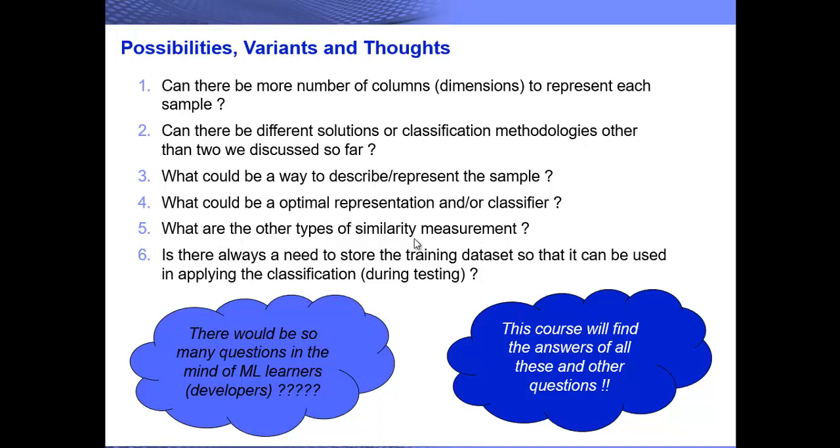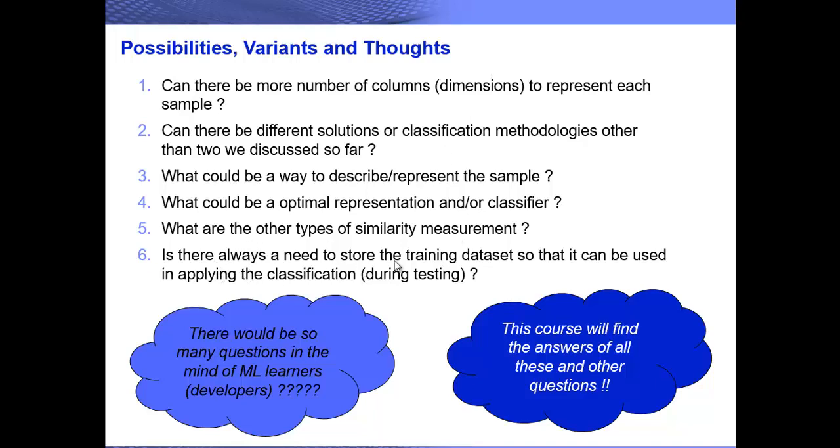What are the other types of similarity measurement? We have used a simple sum of absolute difference, that is SAD, in the KNN classifier. There is also Euclidean distance, or the mean square error. And of course there are 10 or 15 more different similarity measurements. We will have one video especially on similarity measurement, or calculating the differences or dissimilarity.